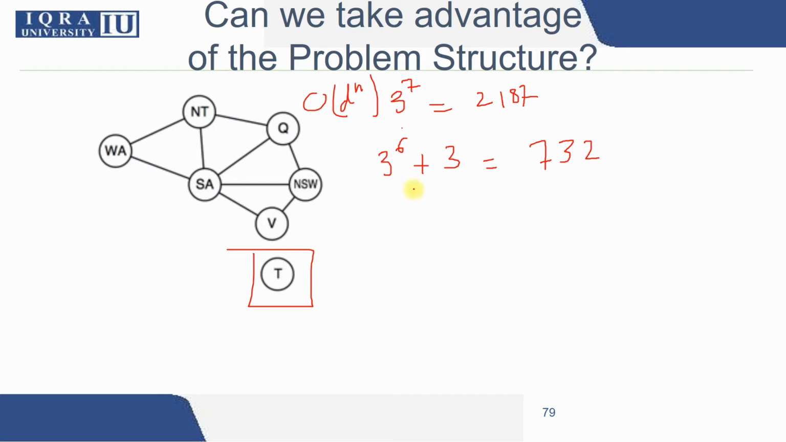Now, if I observe this a bit more closely, by just observing a single independent structure, we have reduced the problem size by about one third. Now, if we assign a value, South Australia is constrained with every other variable. If we remove it, then this would become a simple tree. It wouldn't have any cycles.